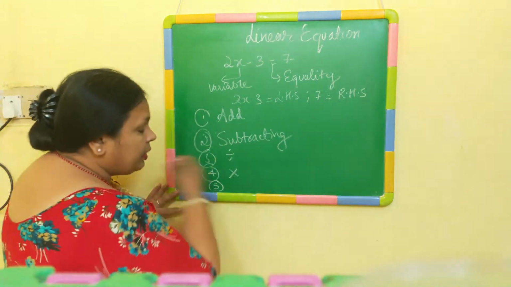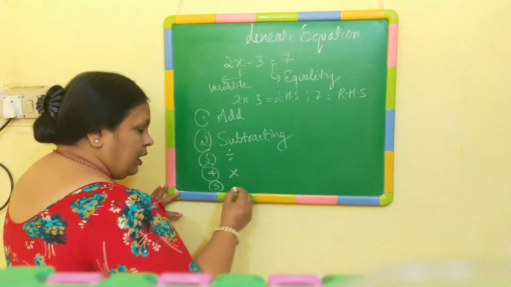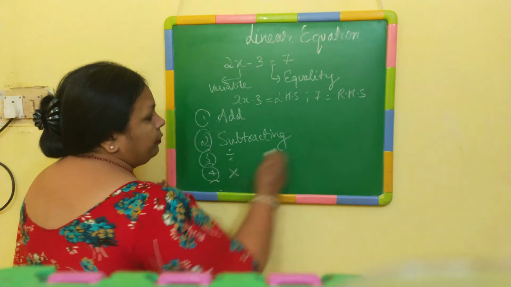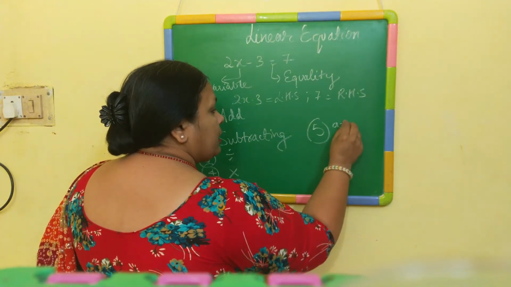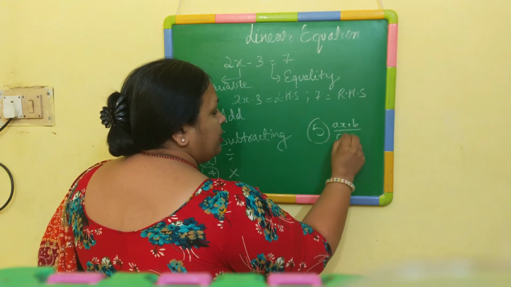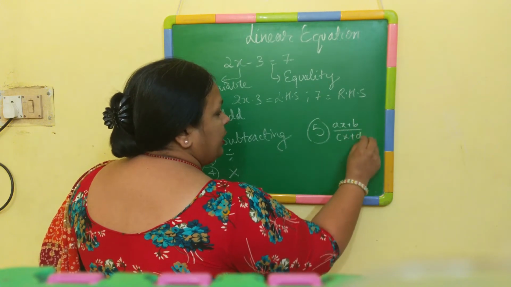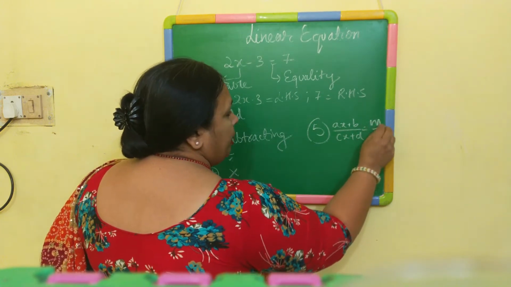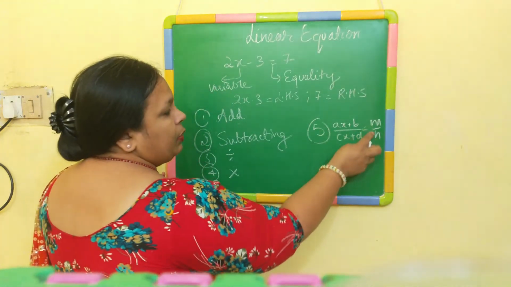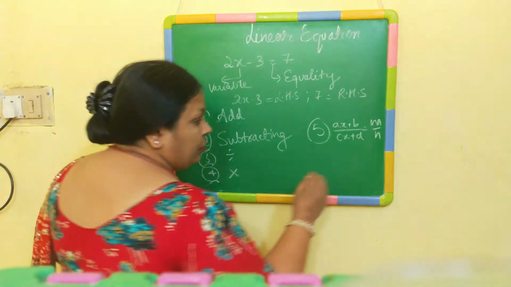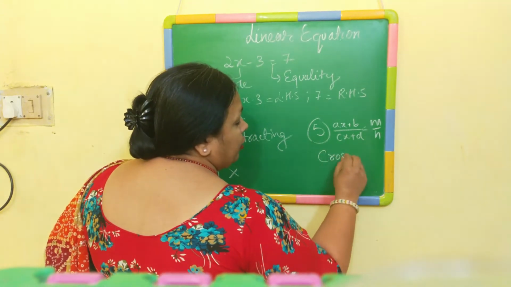Now, apart from this, the fifth rule says that if ax plus b by cx plus d is equal to m by n, meaning one expression and a second expression is equal to m by n, in such a condition, we will cross multiply.